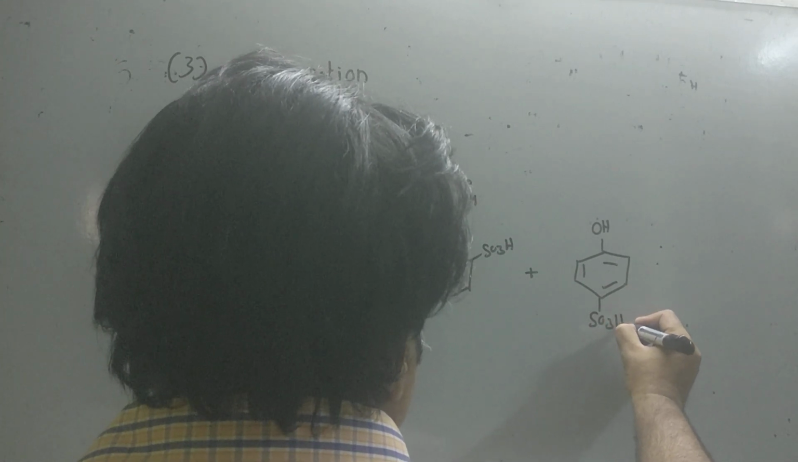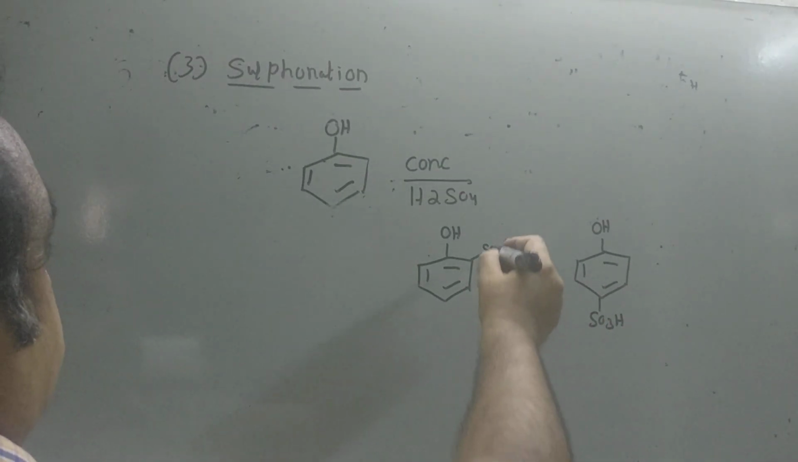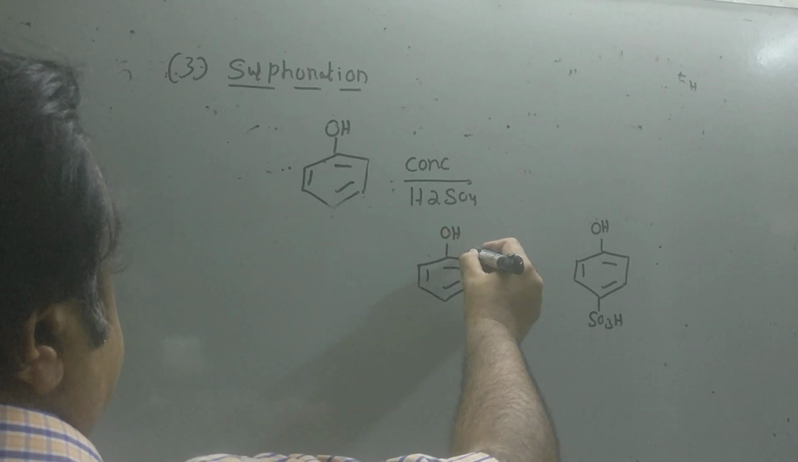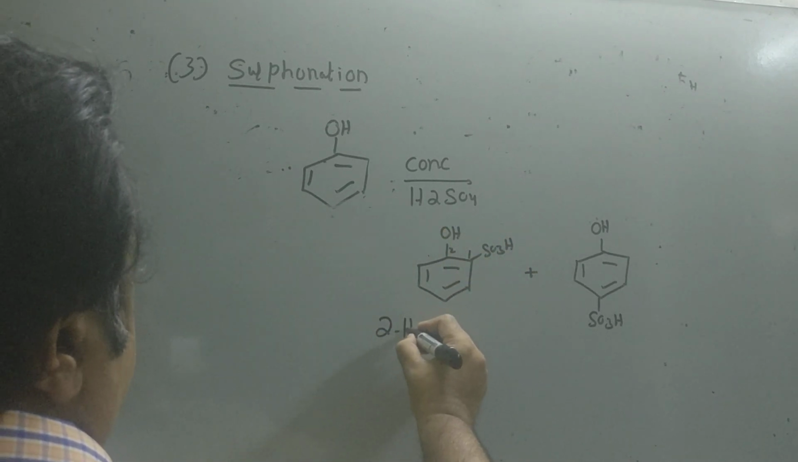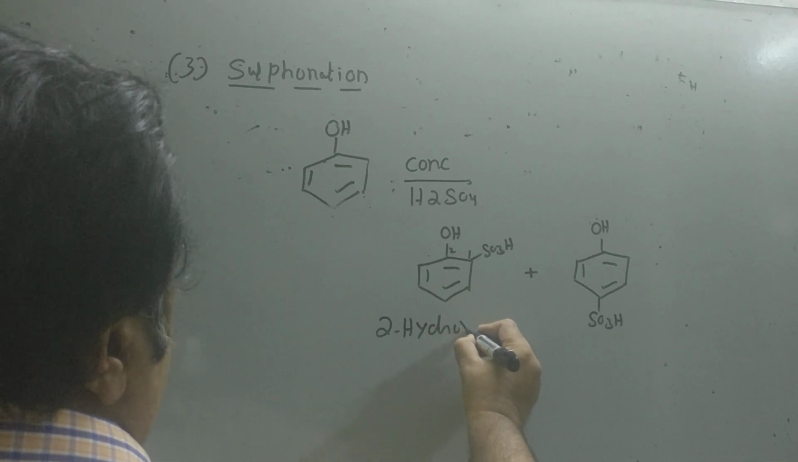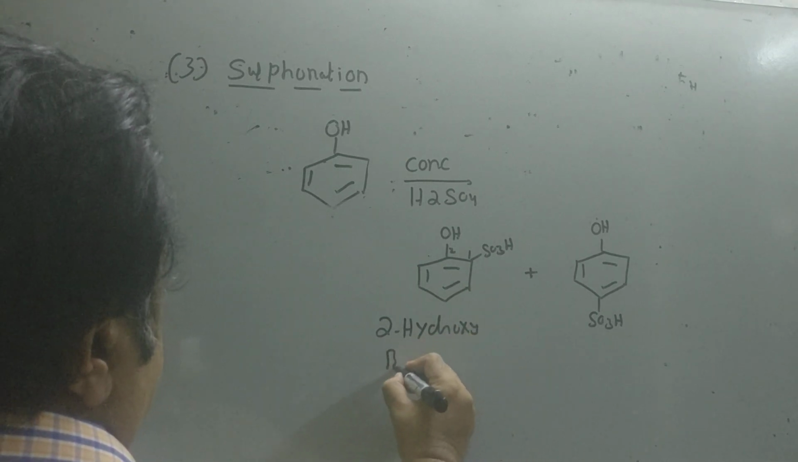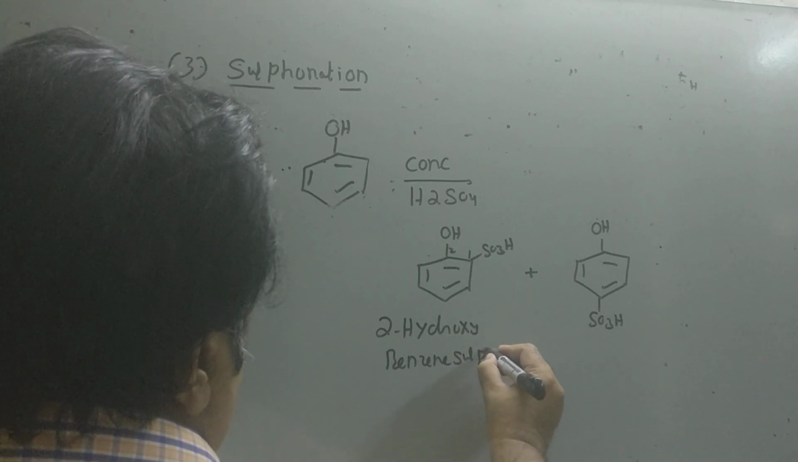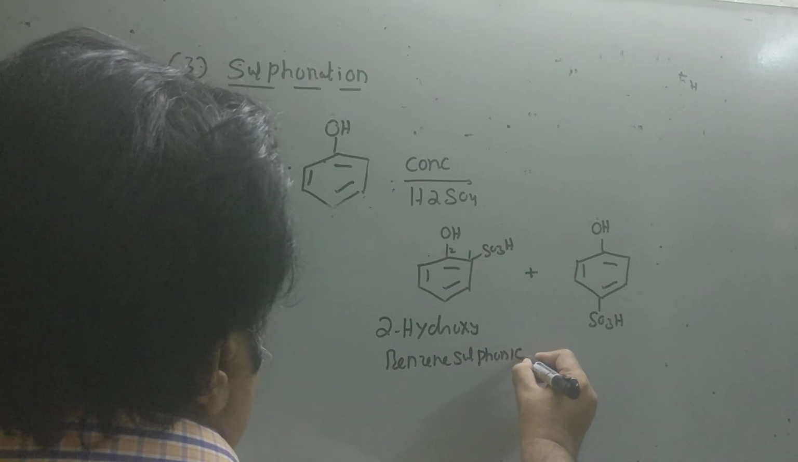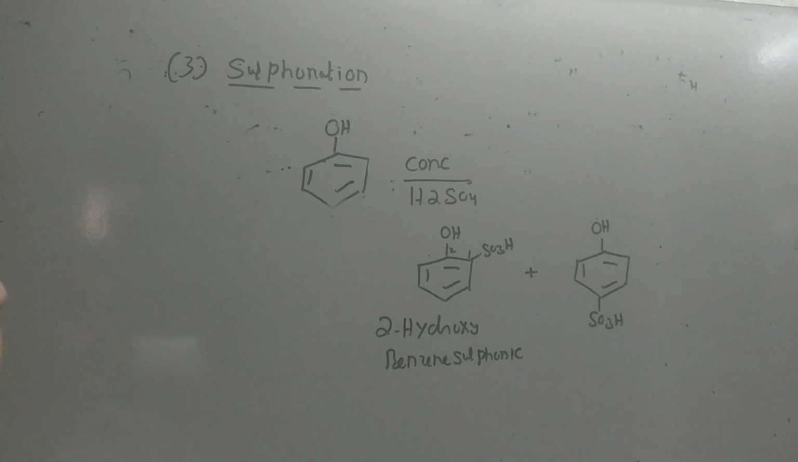Let us give the IUPAC name of this compound. You know SO3H has a high preference over OH, so numbering will be like this. In this OH will be acting as a substituent, so it will be called as 2-hydroxy. And the rest of the compound is benzene sulfonic acid. And what will be the name of this compound? This will be called as 4-hydroxy benzene sulfonic acid. So we get the mixture of ortho and para product.